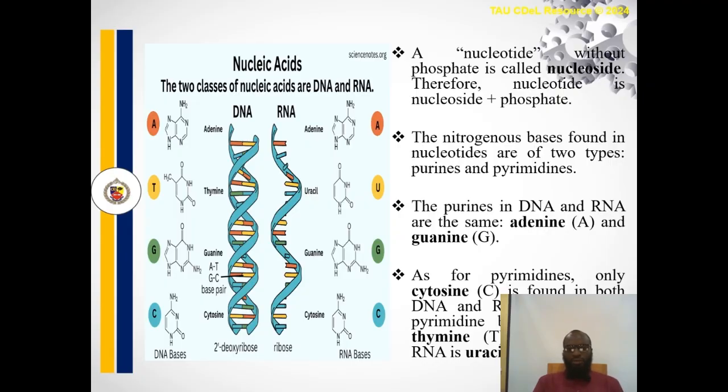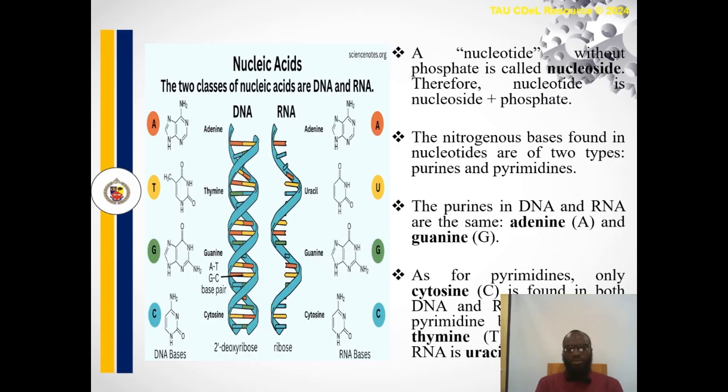The nucleotide without, like I said, the phosphate group is a nucleoside. Now, a nucleotide is made up of a nitrogenous base, a pentose sugar, and a phosphate group.